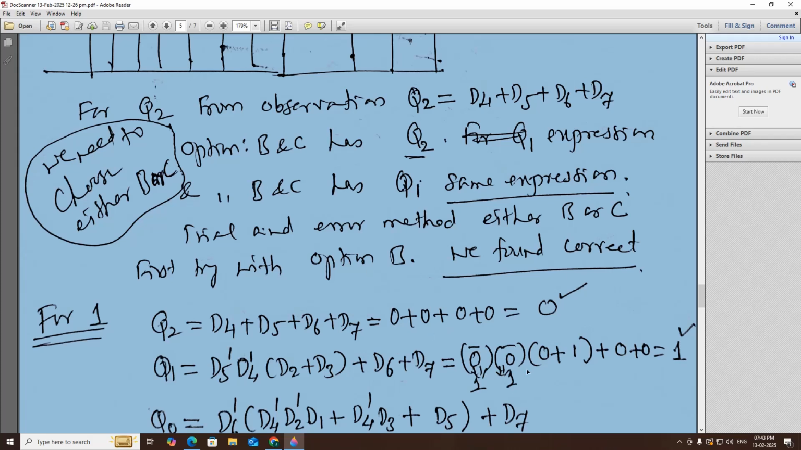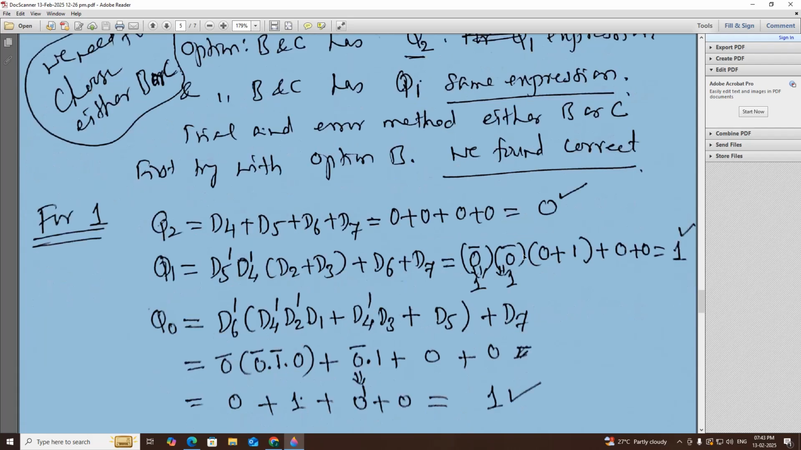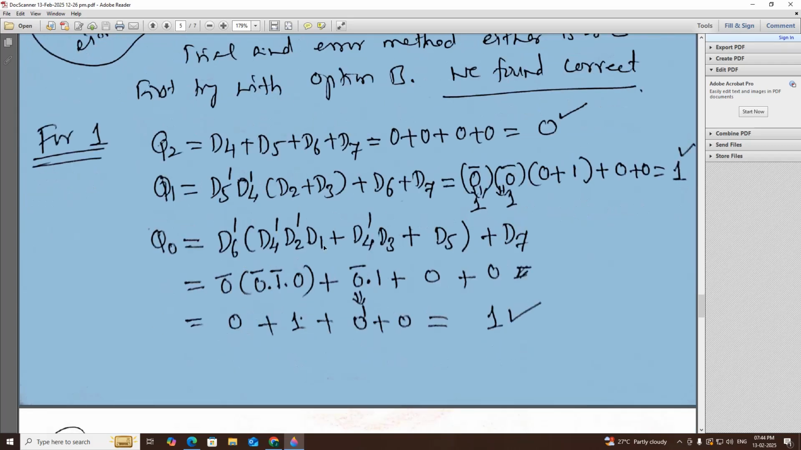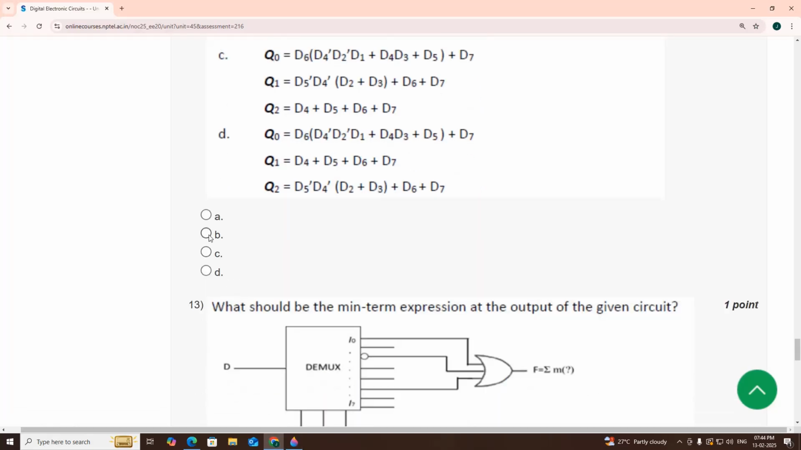So for Q2 we will get 0, that means D4 equal to 0, D5 equal to 0, D6 equal to 0, D7 equal to 0. For those values we will get 0 1, and then we will get Q0 equal to 1. I did some simple working out here. We found that option B is correct.